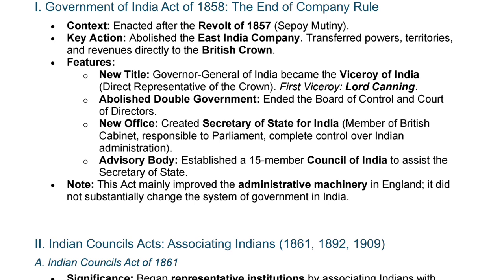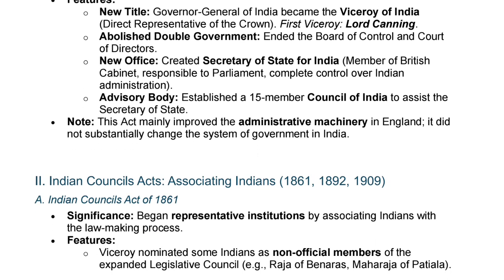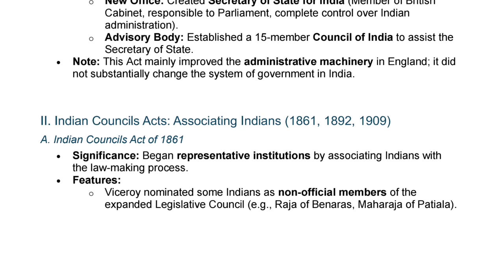Features: new title, Governor-General of India became the Viceroy of India, direct representative of the Crown. First Viceroy, Lord Canning. Abolished double government, ended the Board of Control and Court of Directors. New office created: Secretary of State for India, member of British Cabinet, responsible to Parliament, complete control over Indian administration.